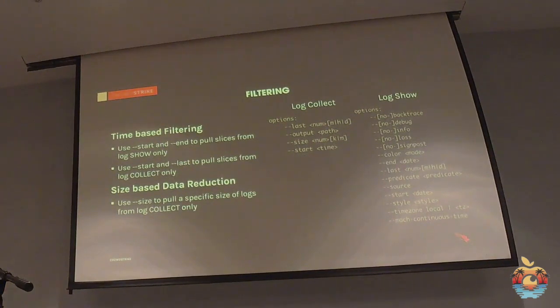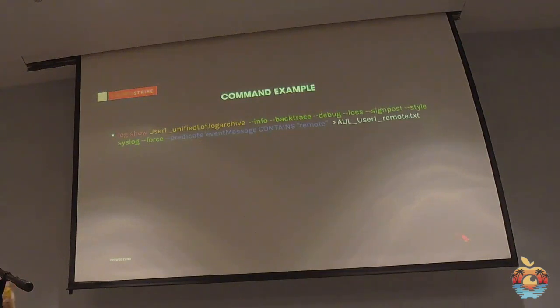And the other type of filtering that we use is predicate filtering. Now, predicate filtering you can think of as keyword searching, essentially. I have an example to demonstrate what this is. We have our user1 unified log .logarchive. And again, as a reminder, that is our unified log that has been compressed in a way that we can now view it. So we use the log show command here in red to parse through that log archive. We include the --info, --backtrace, --debug, etc. to include all that data that we have.